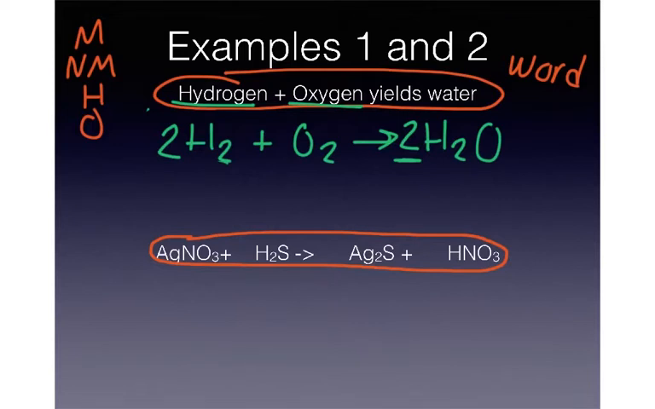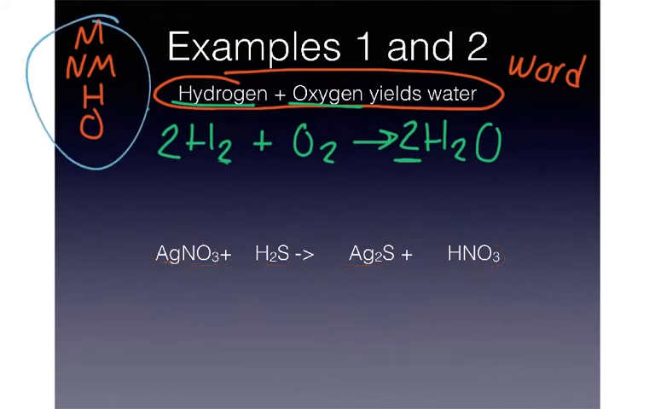Here, if you were going to read this in words, it would be silver nitrate plus hydrogen sulfide turns into silver sulfide plus nitric acid. So, how would we tackle a question like this? Well, it's the same thing. Just use this thing at the top right here, and you'll be able to balance this.